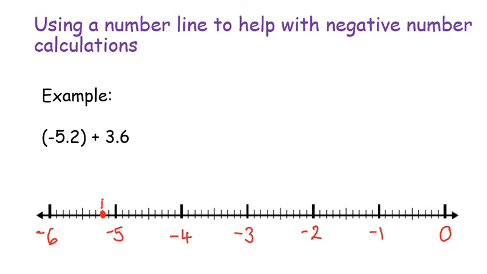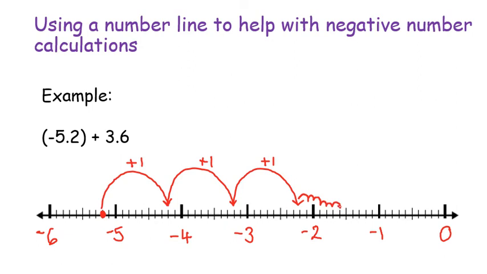So from negative 5.2 plus 1, that would get me to negative 4.2. If I add on another 1, it would get me to negative 3.2. Add on another 1, and I get to negative 2.2. And now I have to add on 0.6, 6/10. So that's just 6 of the smaller increments here. 1, 2, 3, 4, 5, 6.